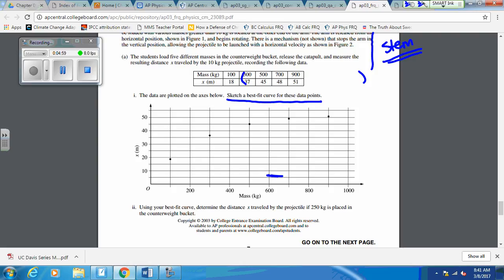What are the characteristics of a best fit curve? Smooth? This one looks like a square root of x, kind of like that. What does it look like, a square root or possibly an upside down exponential? Yeah. Turns out it's probably a square root, but it's in that neighborhood, right? Okay. What other characteristics do best fit curves have to have?